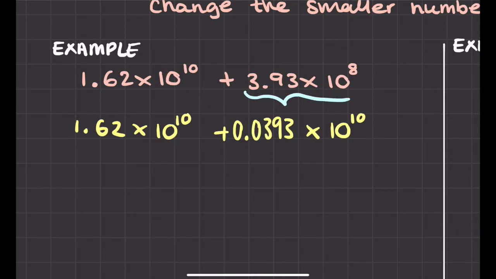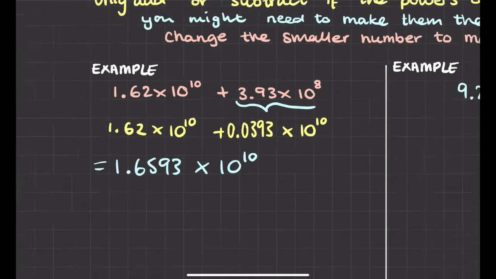Now I can add my numbers together. Okay, so I'll just add this number and this number together as I would normally, and then I'll leave that 10 to the power of 10. Okay, so what do we get? I think that we get 1.6593, and because they're both the same size, they're both times 10 to the power of 10, I can just stick that on the end, times 10 to the power of 10. Okay, and that's how you do it.